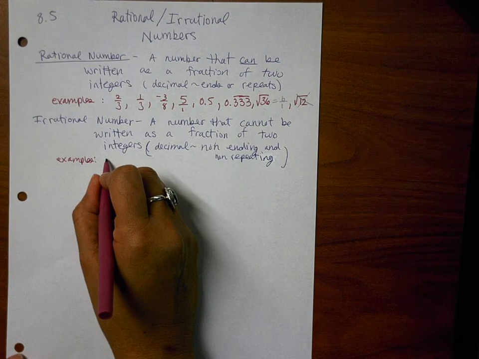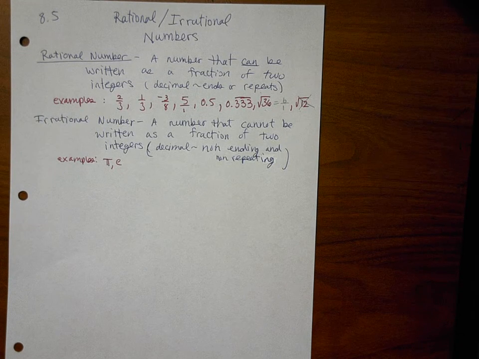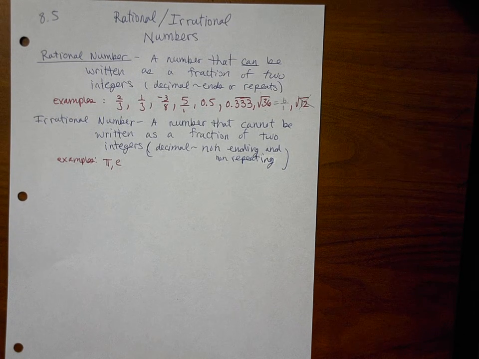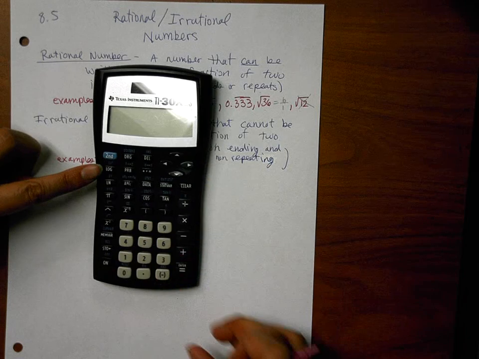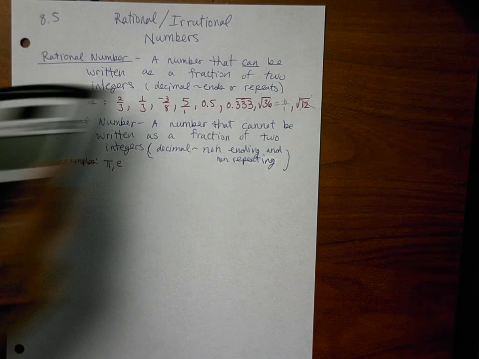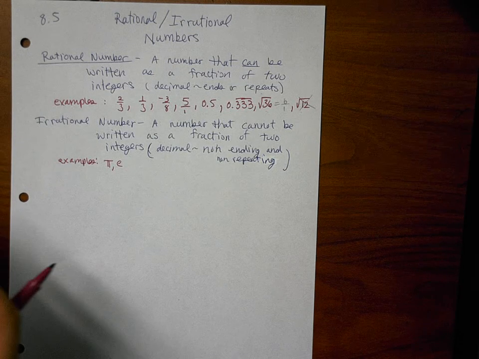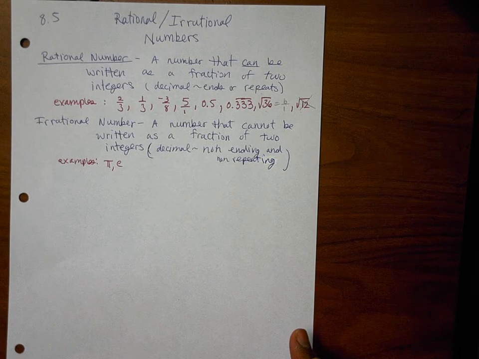We just said pi. There's such a number e. If you have a scientific calculator, you'll see the e key on there. It's right here, right above your ln key. You'll see an e to the x key. E is an irrational number as well, 2.718, blah, blah, blah. It goes on forever. Non-ending, non-repeating.